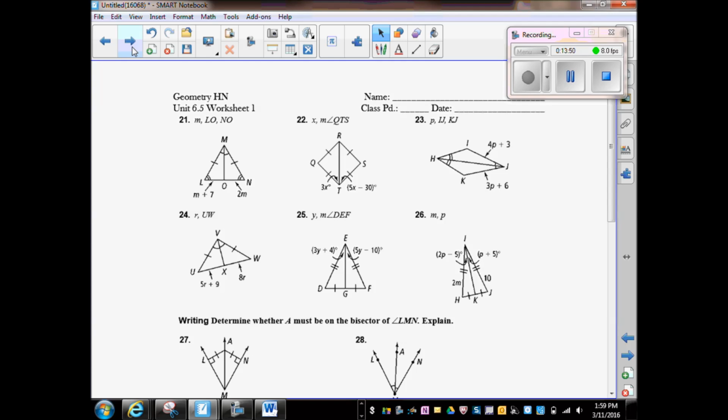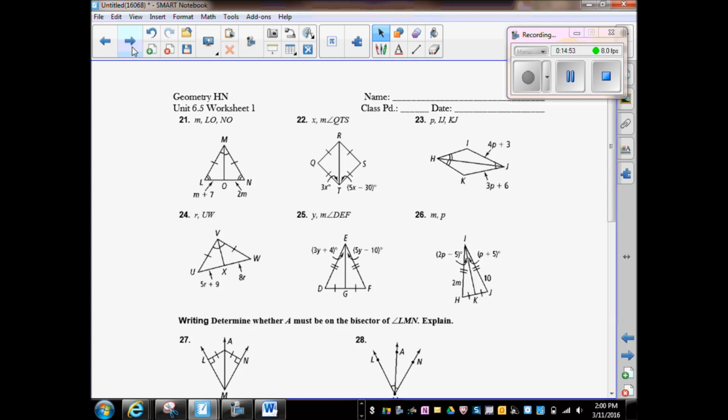Alright, back side. 21, Nithya. M is 7, and then LO and NO are both 14. Good. 7 is M and our sides are 14. Timothy, number 22. X is 15 and QTS is 90. Good. Sarah, 23. P is 3. Okay. IJ is 15 and KJ is 15. Very good.